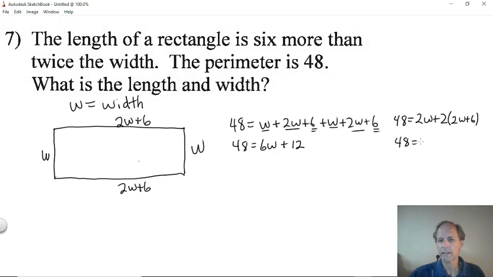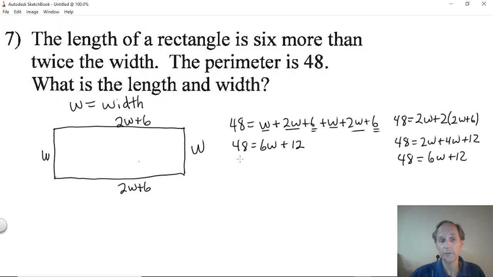So that's 2w plus, and we're going to distribute here. 2 times 2w is 4w. 2 times 6 is 12. Okay, and then we'll go ahead and combine like terms. 2w and 4w is 6w plus 12. So we got the same thing. Okay, there and there, same thing. So we'll just ignore this one over on the right and go down from here.